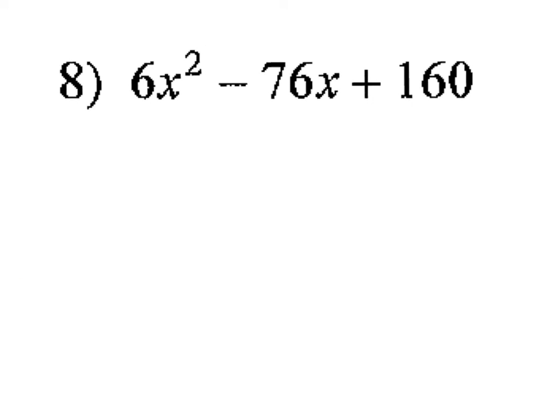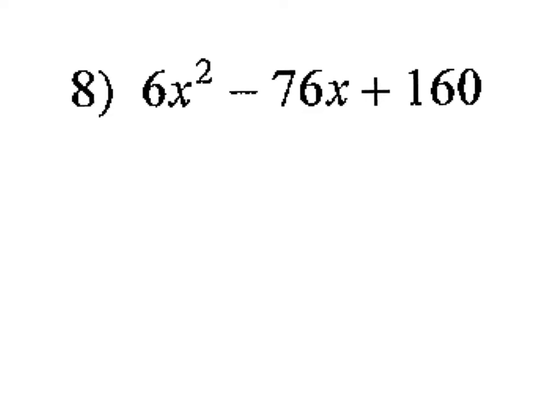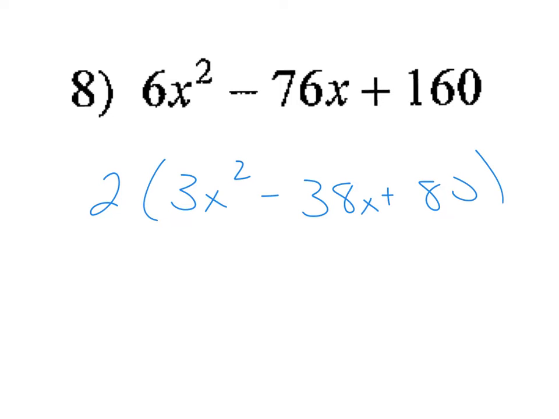Okay, number 8 is also a GCF problem. In this case, you can only pull a 2 out. So I'm going to pull a 2 and get 3x squared minus 38x plus 80. Oh, forgot my x there. Okay, so now I'm going to run through a list. So I got 1 times 3. 80 is a little rough. That's usually got a lot.